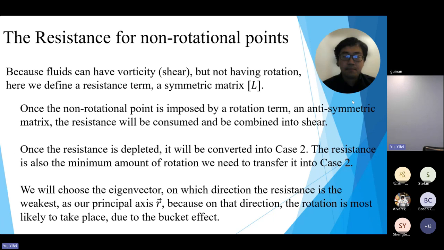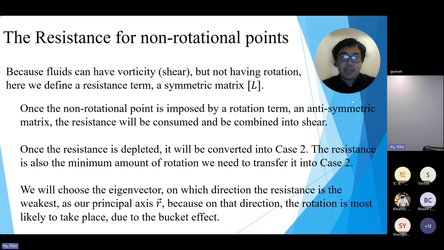But before that, we need to define a new fluid tensor, a symmetric matrix called resistance L, to explain why non-rotational points can have vorticity without having rotation. Due to the existence of resistance, once the non-rotational point is imposed by a rotation term, an anti-symmetric matrix, the resistance will thus be consumed and combined with the anti-symmetric matrix and converted into shear. Once the resistance is depleted, it will be converted into the second case we just talked about.